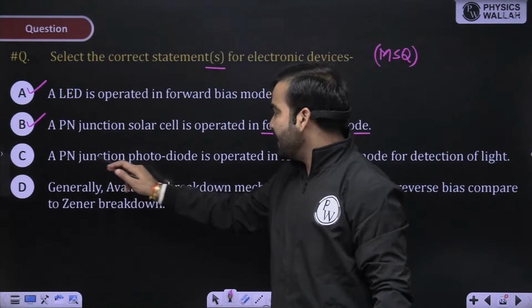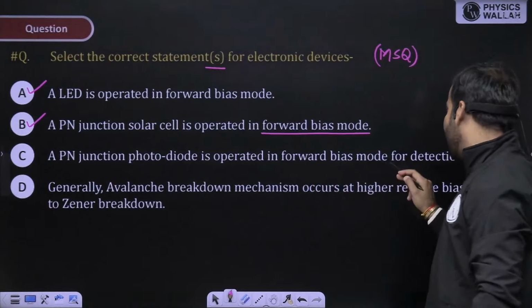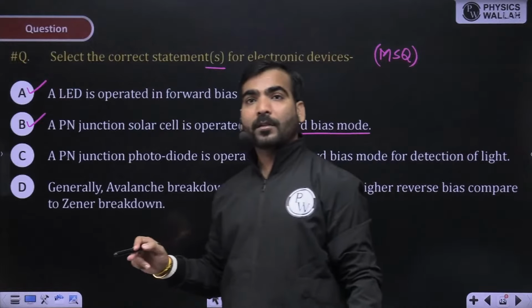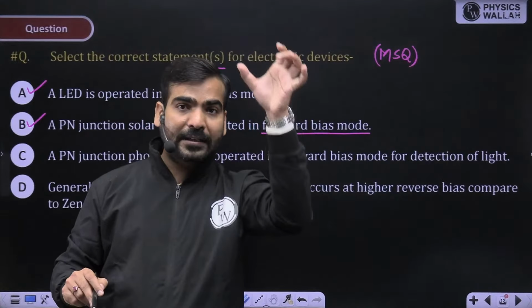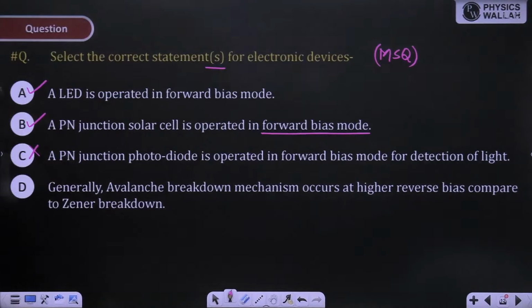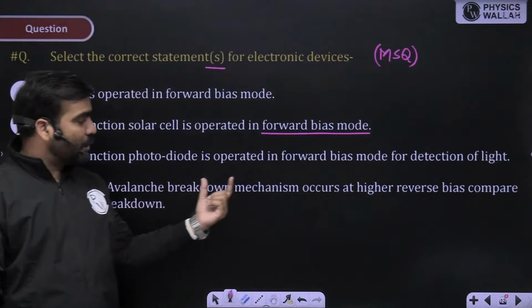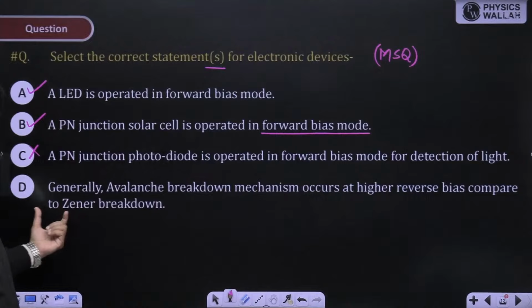Next, see, a PN junction photodiode. Photodiode is operated in forward bias mode for detection of light. No, your photodiode operates in reverse bias mode for the detection of the photon, that we have seen yesterday as well. C is wrong. Generally, avalanche breakdown mechanism occurs at higher reverse bias voltage compared to Zener breakdown.